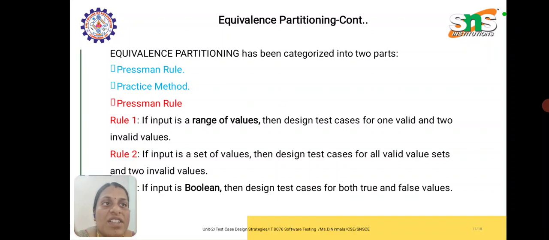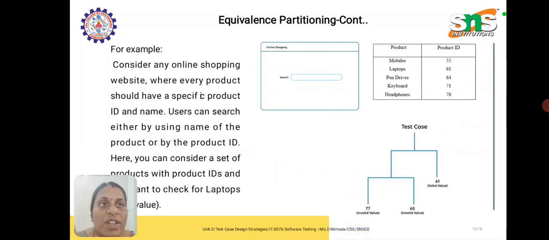Equivalence partitioning is divided into two categories: Pressman rule and practice rule. Pressman rule: if the input is in a range of values, design test cases for one valid and two invalid values. If an input is a set of values, then design test cases for all the valid sets and two invalid ones. If the input is Boolean, then design test cases for both true and false values.